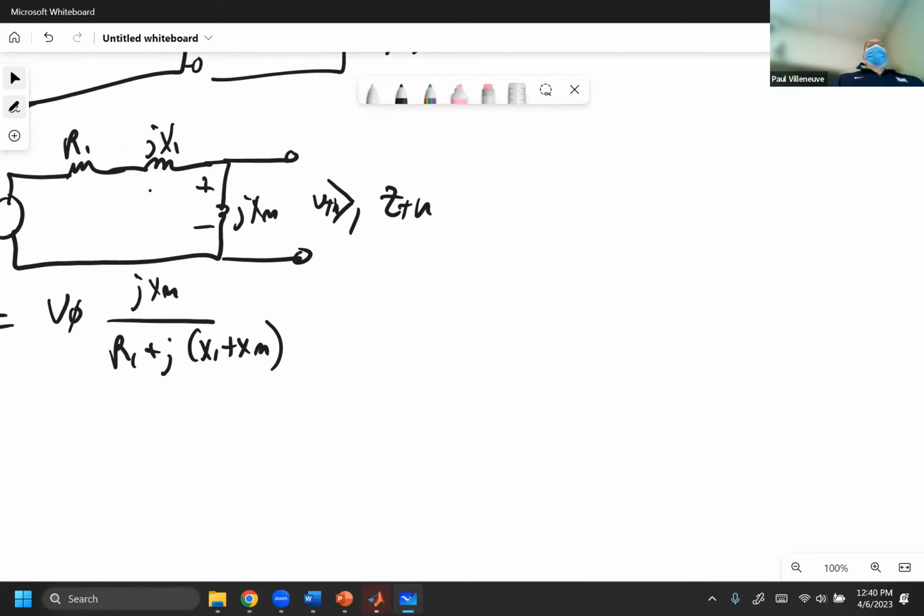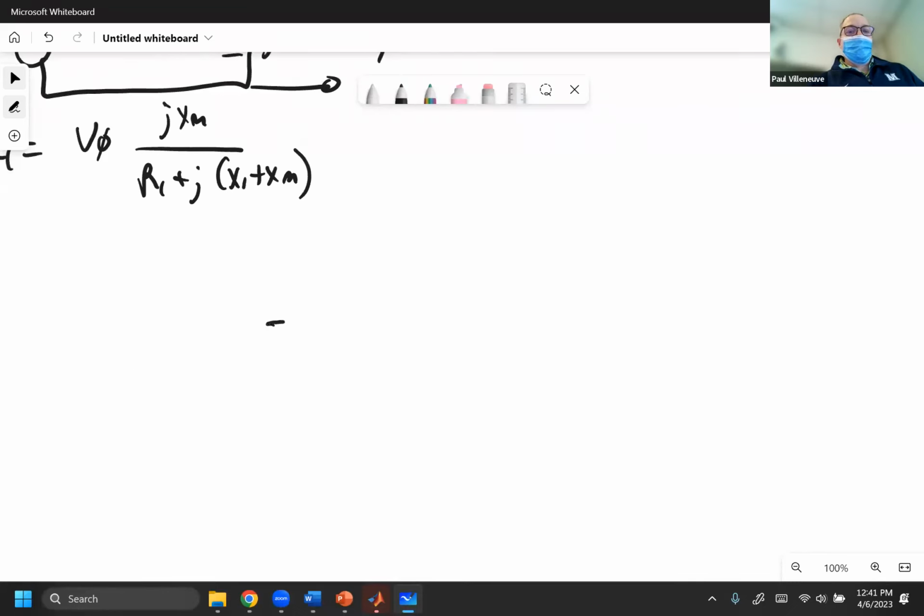I'll give you a hint. You actually aren't replacing it with an open and a short. Do you know what you're actually doing when you turn off a voltage source? No. You actually replace it by its equivalent internal impedance. An ideal voltage source. Okay.